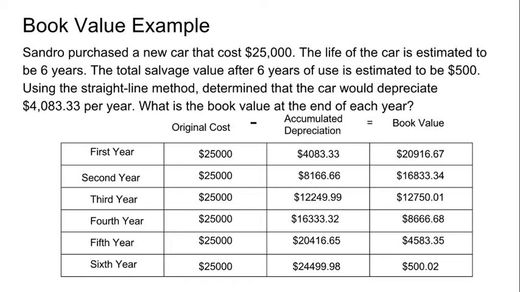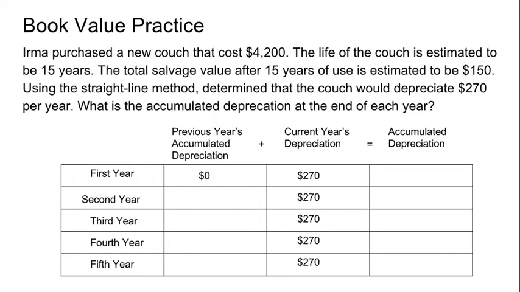Now, if you're off by more than that, like if you're off by $100 or even $1,000 at the end of your 6th year for your book value, then that means you went wrong somewhere, and you should go back and check your steps that you did and make sure you plugged everything into your equations properly and into your calculator properly.